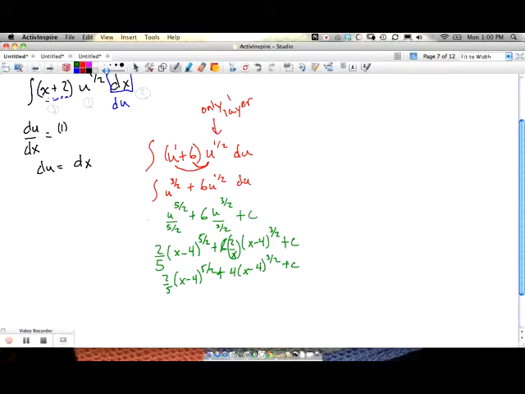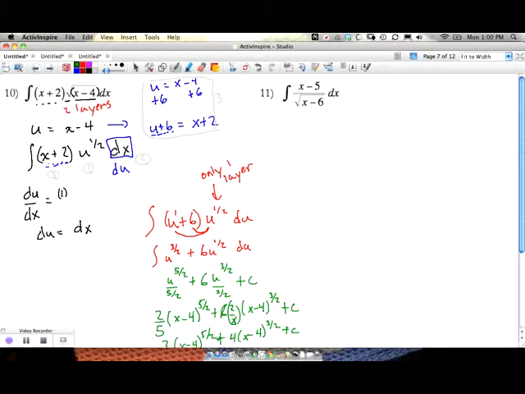Now, is there more we could do? Yeah, you could factor out some common pieces and work your way around from there, but for the most part, that's probably pretty good. All right, let's look at this next one.